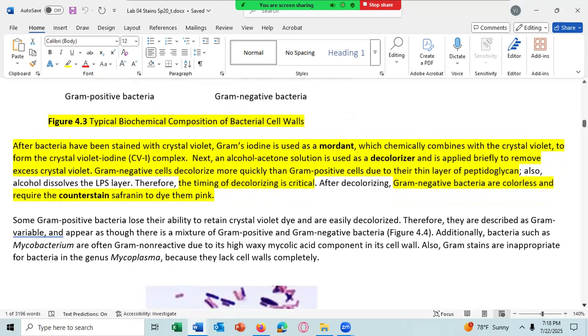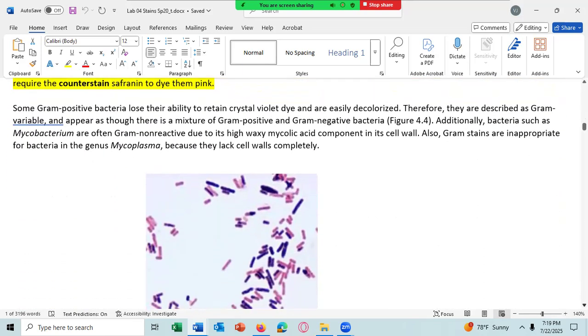After the decolorizing step, the gram-negative cells will be colorless, and the gram-positive cells will stain a purple color. You then apply the counterstain, which is safranin, and it will stain the gram-negative cells pink. Any question about any of that?